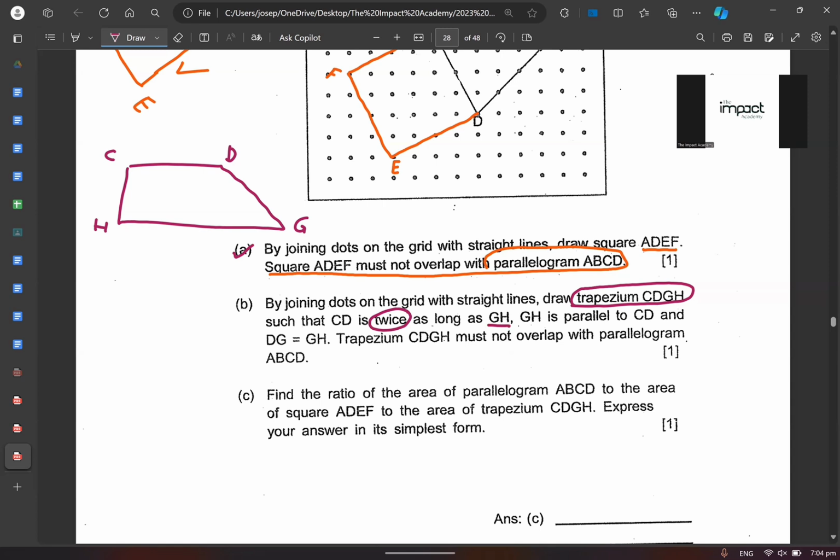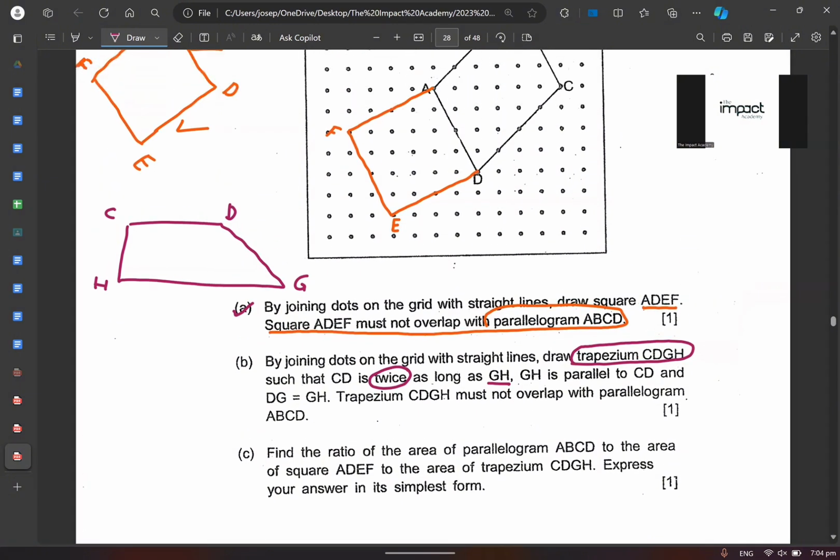But over here it says like that. So do you do C, D, G? No, so it will go down and then like that. Okay. Correct? So what is twice as long? CD is twice as long. That means my GH has to be shorter. All right, CD is twice as long, right? That means my GH has to be shorter. So it should look something like this. Can you see that?